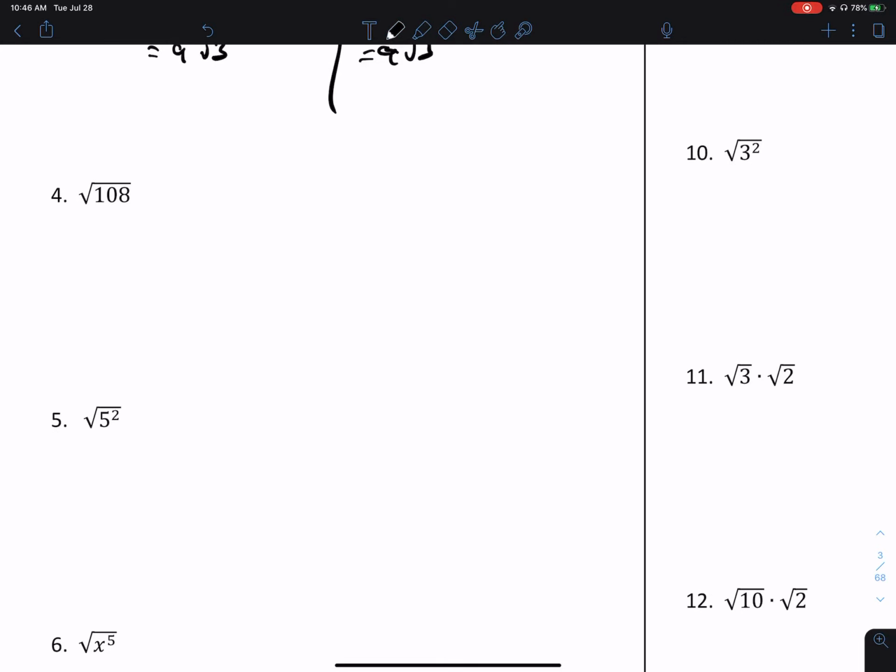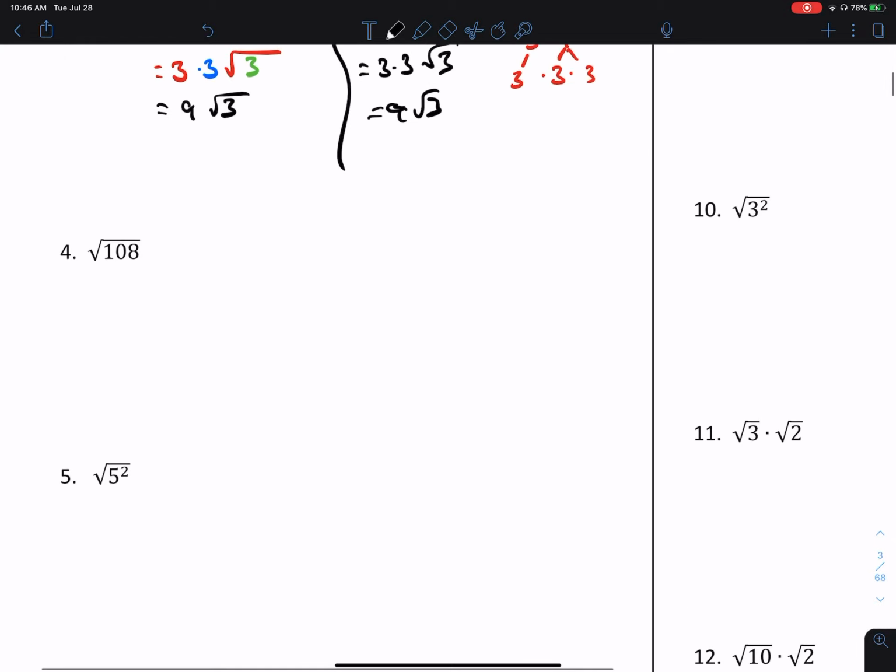Number 4. Let's see. Looking at our perfect squares, does 100 go into this evenly? No. How about 81? Nope. How about 64? Nope. How about 49? Nope. How about 36? Yes. 36 will go into this evenly. It will go 3 times. What is the square root of 36? It's 6. So this is 6 square roots of 3.